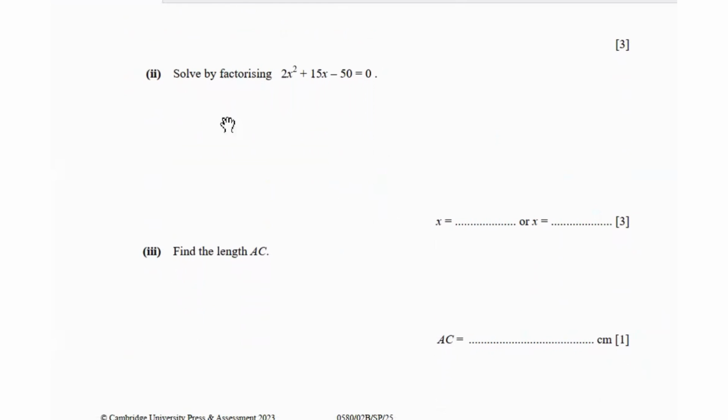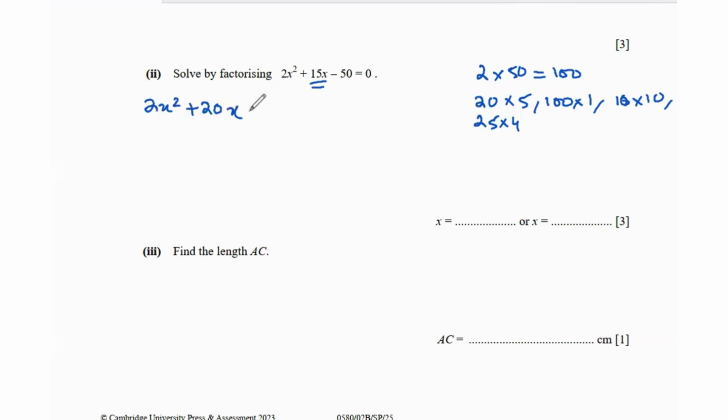Then they're asking us to solve by factorizing. Factorizing means that we have to multiply the coefficient of x squared with the constant. So 2 times 50, that's 100. Then we find factors of 100 which, when we add or subtract, give us the middle term. Factors of 100 apart from 2 and 50 are 20 times 5, 100 times 1, 10 times 10, and 25 times 4. We can clearly see that 20 minus 5 is going to give us 15. So replace 15x with plus 20x minus 5x, minus 50 equals 0.